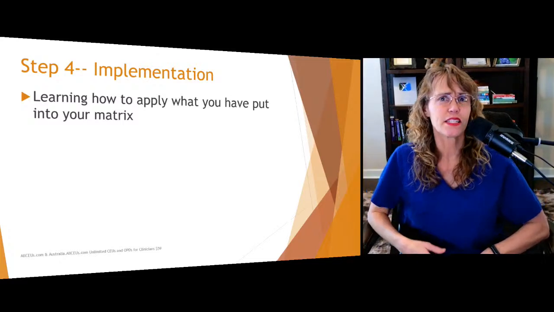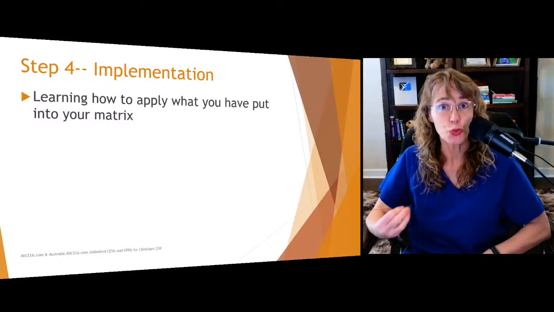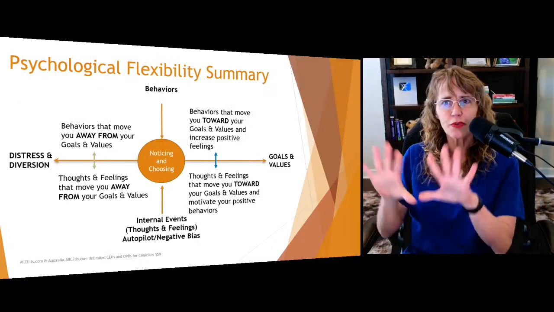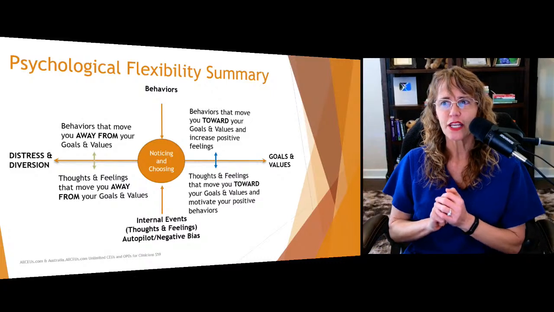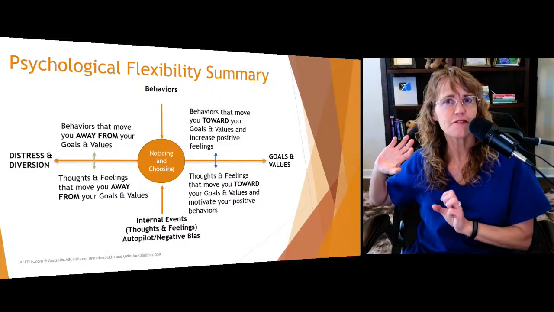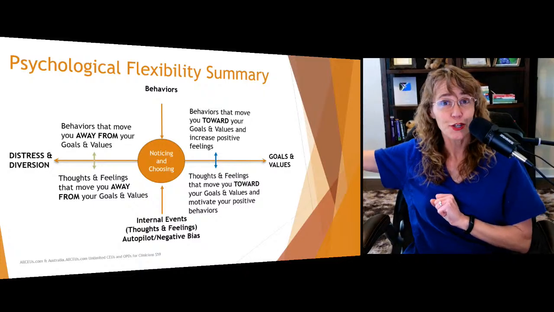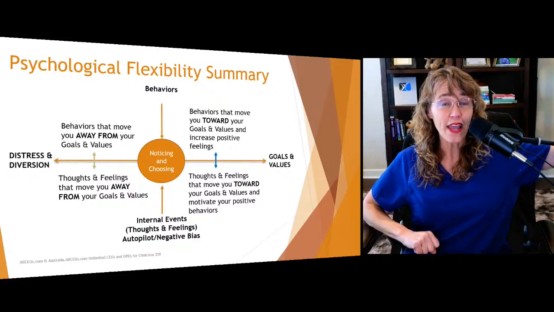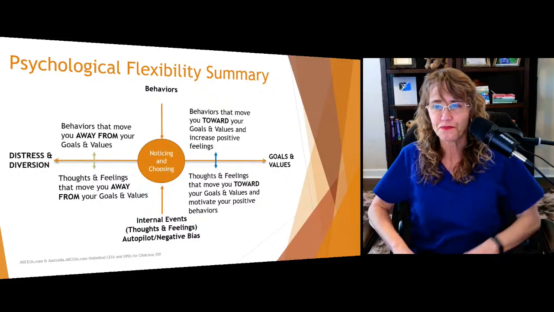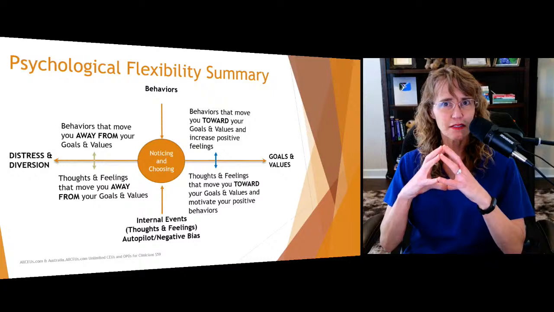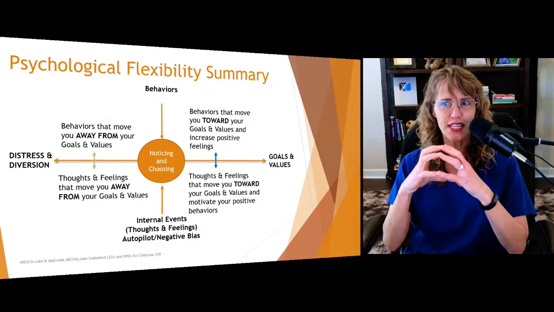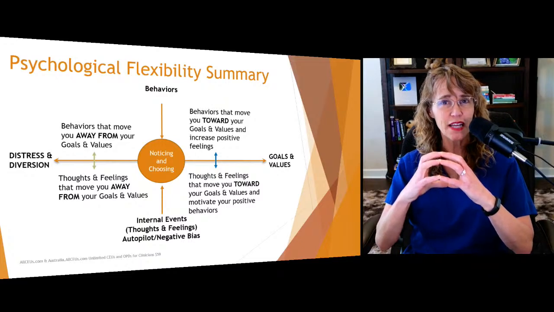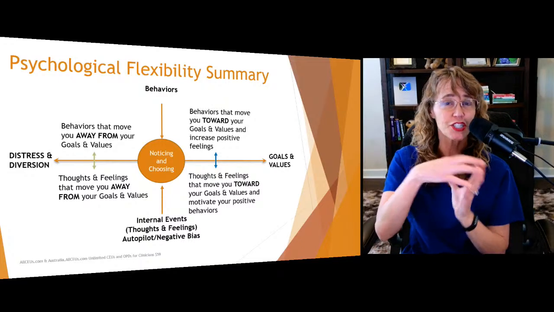And finally, people have to implement it. They've heard all of this stuff. Okay, now how do I actually do it? Remember, in general, with psychological flexibility, you're going to have behaviors, thoughts, and feelings that move you toward your rich and meaningful life, and behaviors, thoughts, and feelings that move you away from your rich and meaningful life. In the middle, at the apex or the crossroads, is observing, being mindful and noticing how you feel and choosing which direction to go.